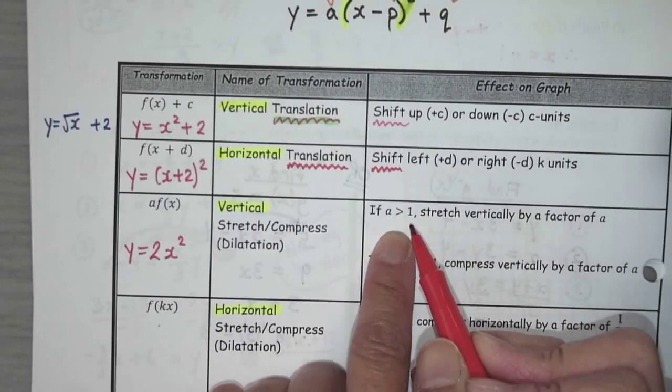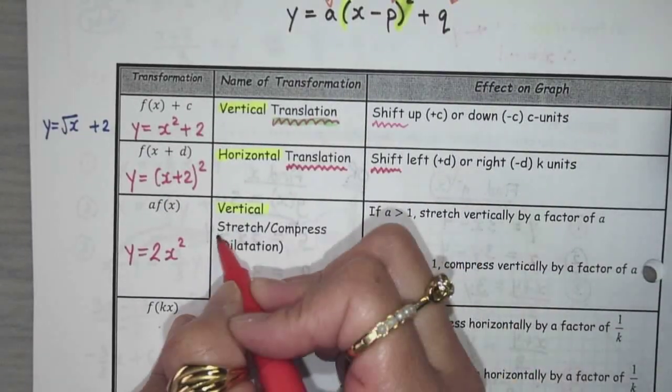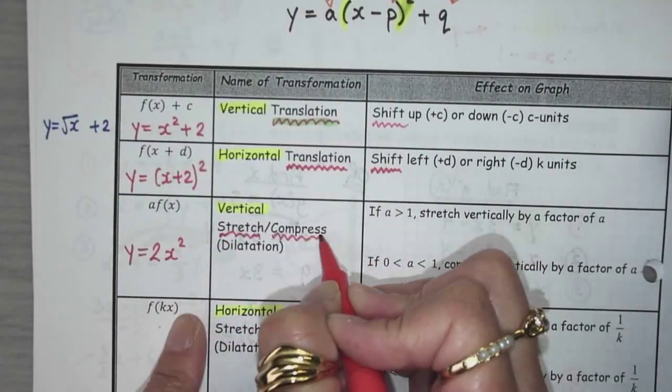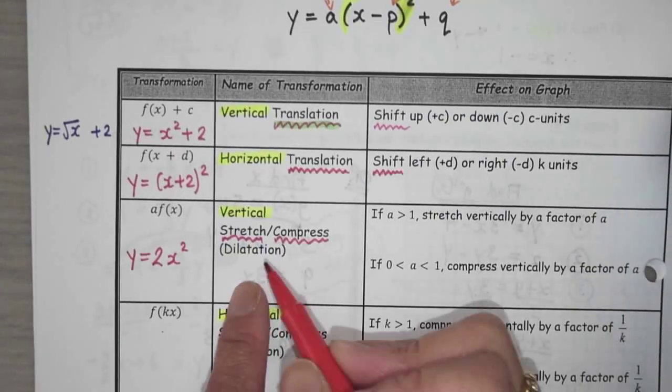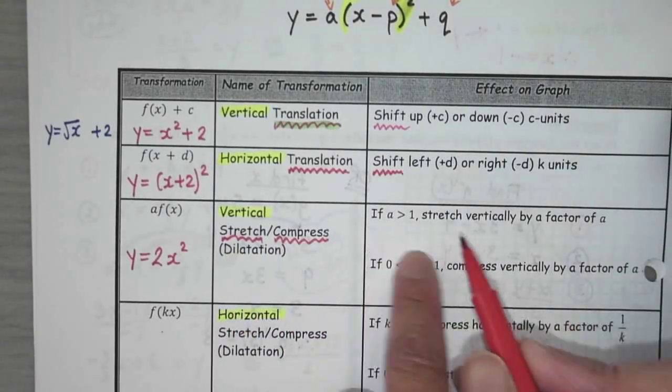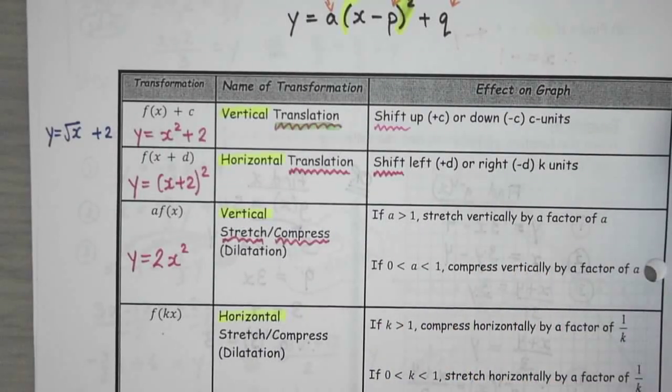So if it's bigger than 1, it was a stretch. Again, I want you to use these words, stretch or compression, not bigger or longer. So don't use the word longer or bigger. We're going to use stretch or compress. If it's bigger than 1, it's stretched. Less than 1, it's compressed. Don't say shorter or taller.